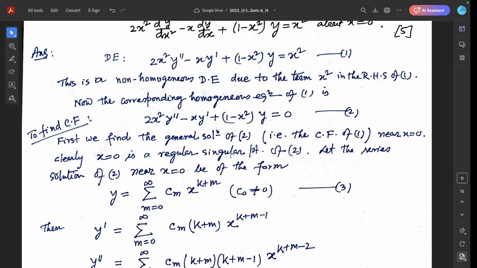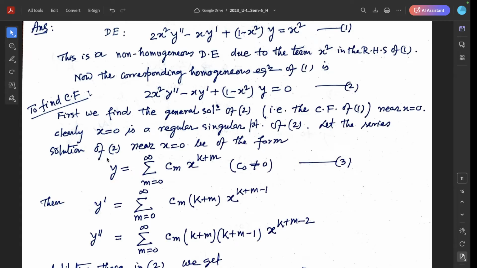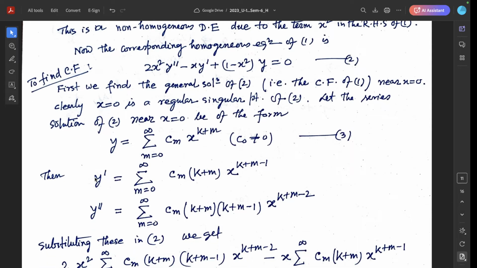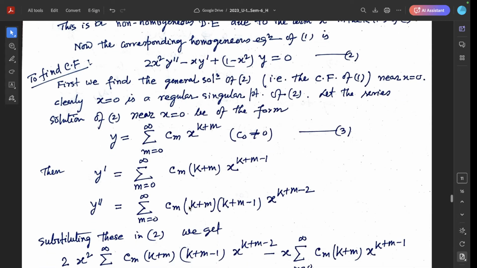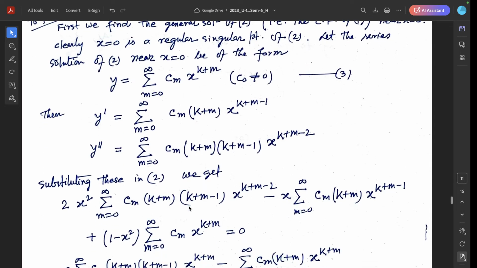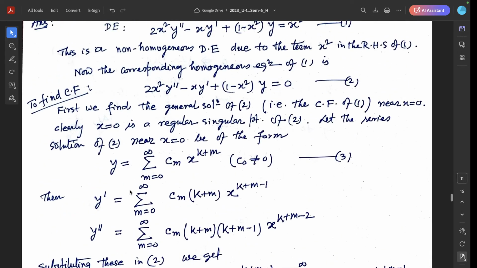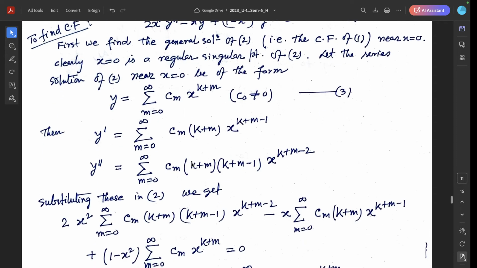Clearly x equal to 0 is a regular singular point of this differential equation 2. Let the series solution near x equal to 0 be of the form y equal to summation m equal to 0 to infinity c_m x to the power k plus m, and c0 not equal to 0. Next, find y dash, y double dash, derivatives with respect to x, obviously. Substituting this in equation 2, we get 2x square y double dash, minus x into y dash, plus (1 minus x square) into y.